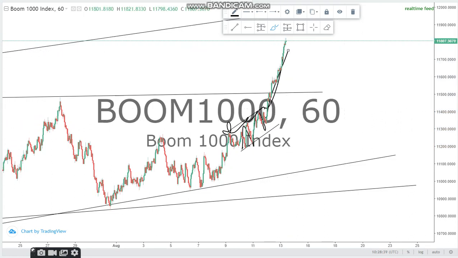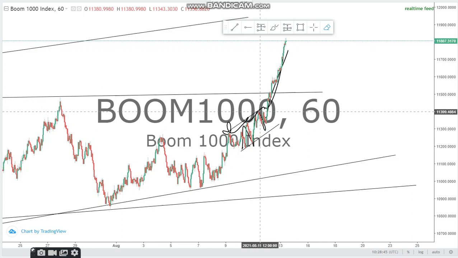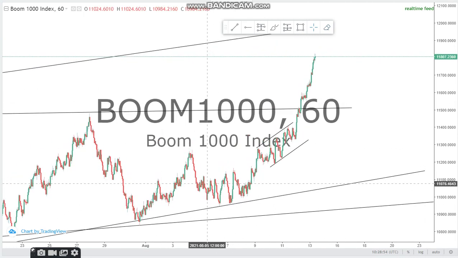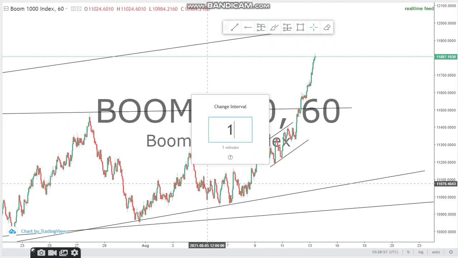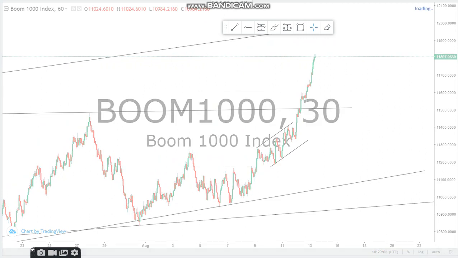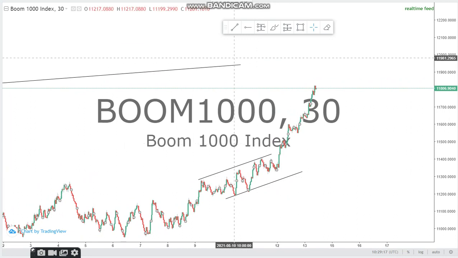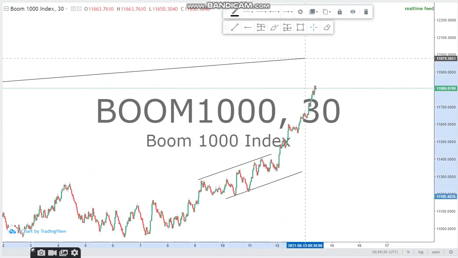So now we need to check where we are going to get our entries. For us to be able to determine that and get an accurate entry and avoid being on the wrong side of the market, we need to switch to a smaller time frame. A time frame like 30 minutes and 15 minutes is what we are looking for at the moment. So now I'm going to switch to the 30 minutes time frame. It is still loading. Okay, here's the 30 minutes time frame.